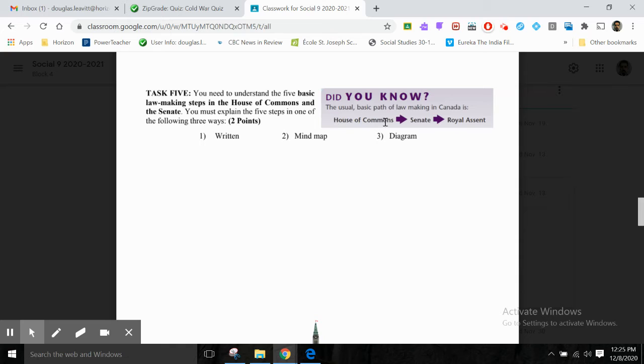How many times is it read in the House of Commons? When does it go to a committee? When is there an amendment, etc.? How many times does it go to the Senate? Is there a committee? Is there an amendment, etc.? And then at what point does it get signed into law by the Governor General, thereby becoming a law?